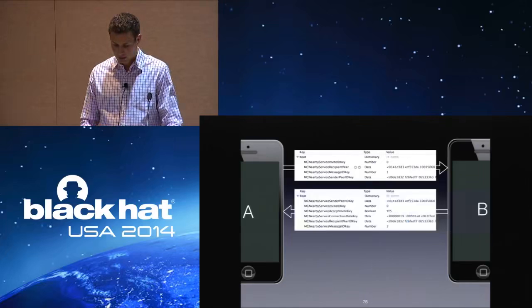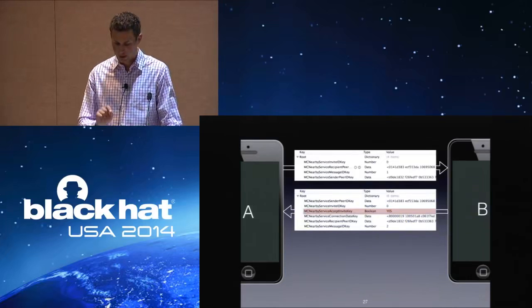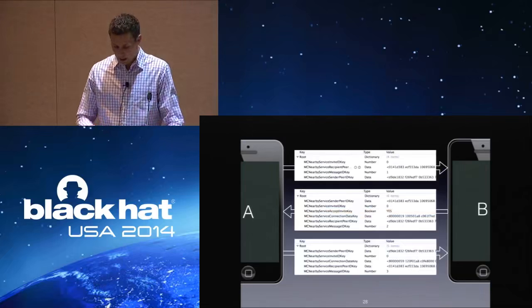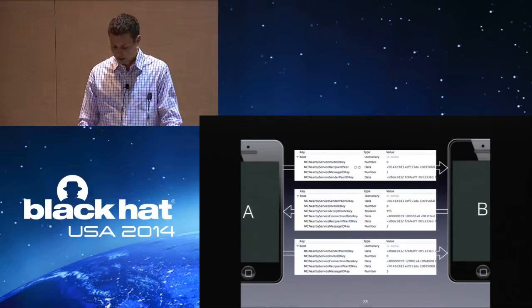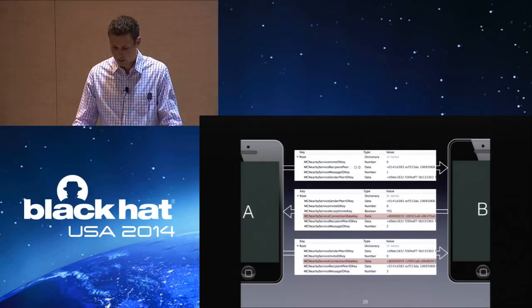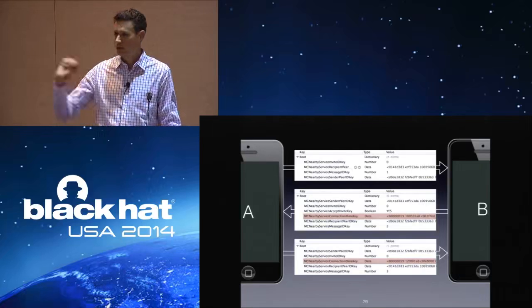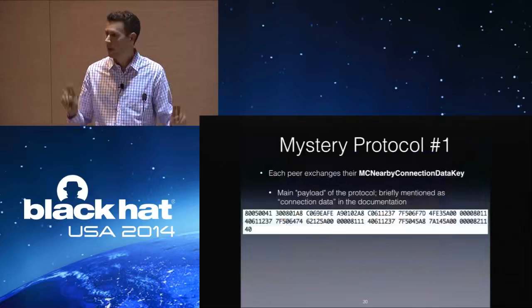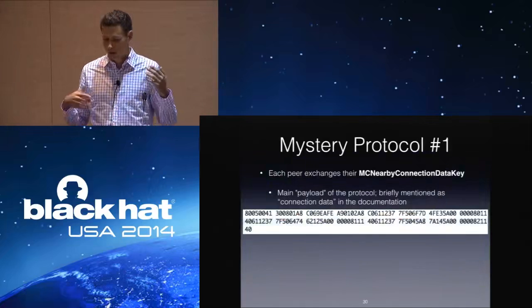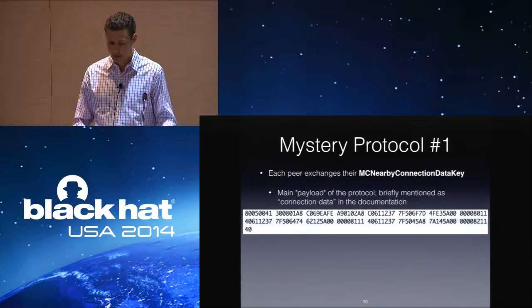And if the user says yes, then B sends back another plist. One thing that's in it is whether they accepted the invite or not. So yes or no. And lastly, there's a third plist that's exchanged. The key thing here is that they're exchanging something called the connection data key. So each peer is sending to the other guy their own connection data key. And that's actually the main payload of that protocol. That's the whole reason why that protocol is happening, to exchange that connection data key.